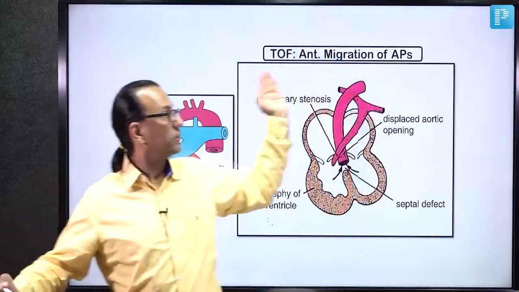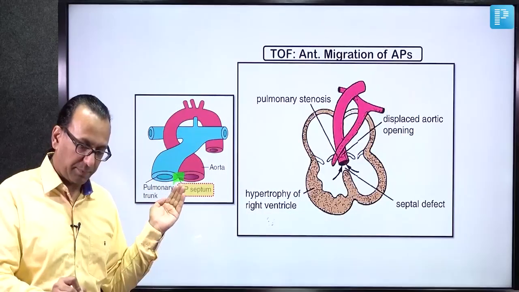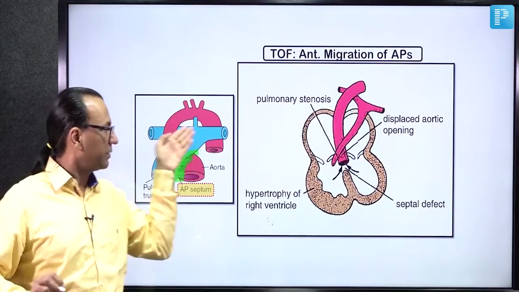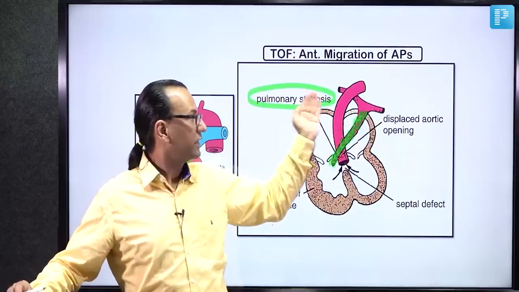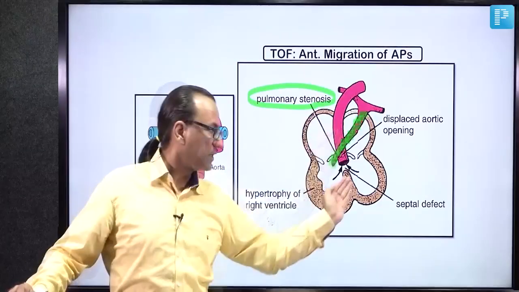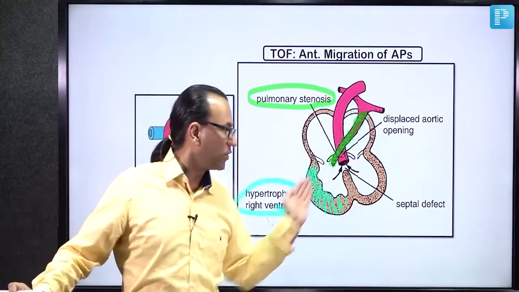Now, this is the case of tetralogy of Fallot, which is anterior migration of the AP septum. And as the AP septum has migrated anterior, the anterior vessel became narrow, suffering from pulmonic stenosis. Now, since there's pulmonic stenosis, there is a lot of pressure exerted on the right ventricle, which undergoes right ventricular hypertrophy, trying to push the blood into the narrow chamber.